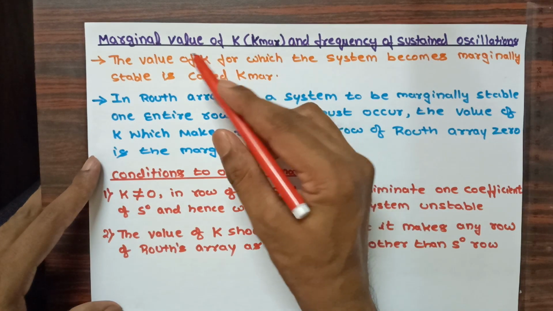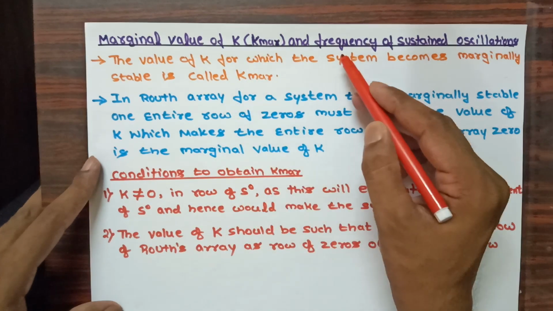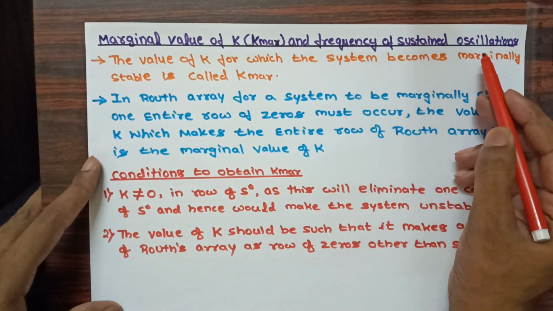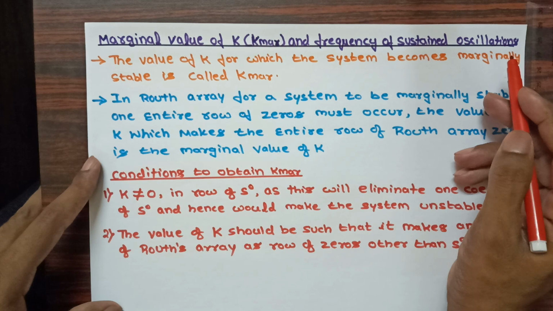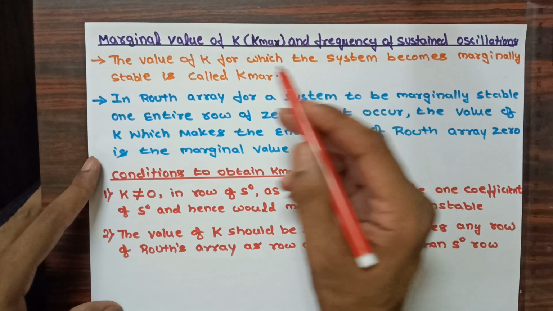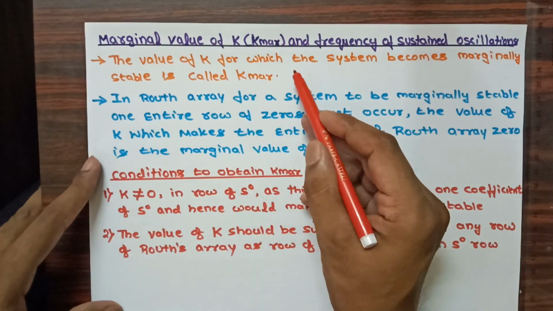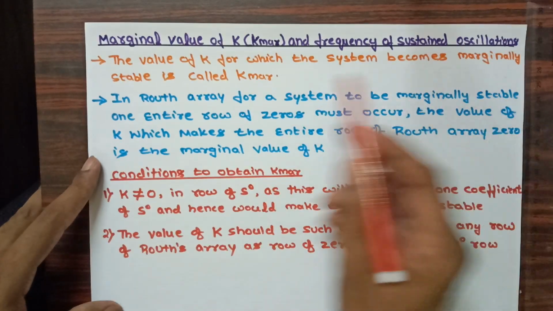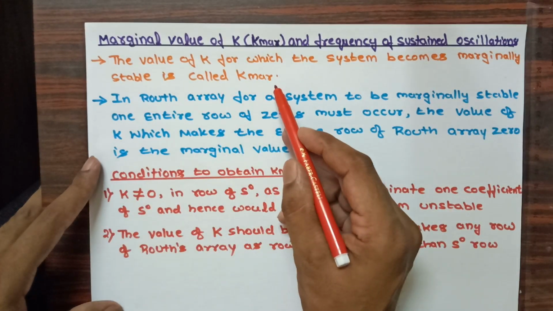Today we are going to discuss marginal value of K and frequency of sustained oscillations in stability analysis. Let us see what is marginal value of K or K margin. The value of K for which the system becomes marginally stable is called K margin.